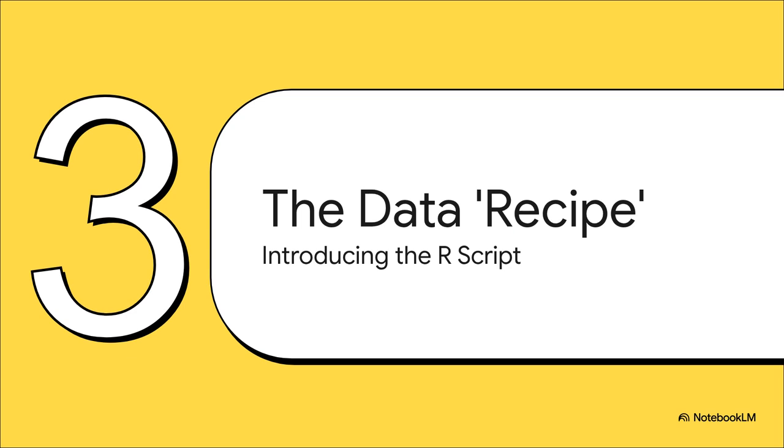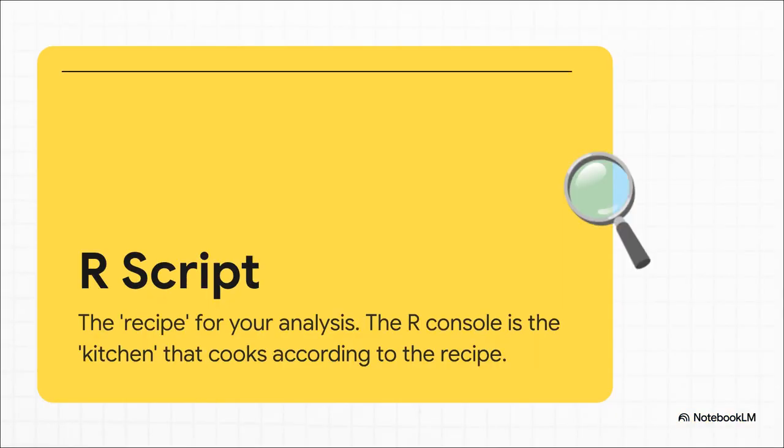Now, hang on. Don't let the word programming scare you off. I want you to think of it in a much simpler way. Think of it as just writing down a recipe for your data. So what is an R script? It's nothing more than a plain old text file. It's where you write down your instructions, step by step. That's your recipe. And the R program itself? Well, that's the kitchen. The kitchen takes your recipe, reads it line by line, and does exactly what you told it to do. There are no hidden clicks, no secret steps. It's all right there in the recipe.